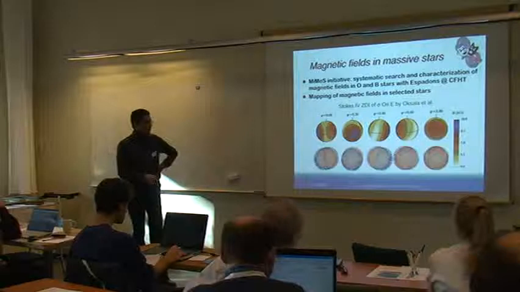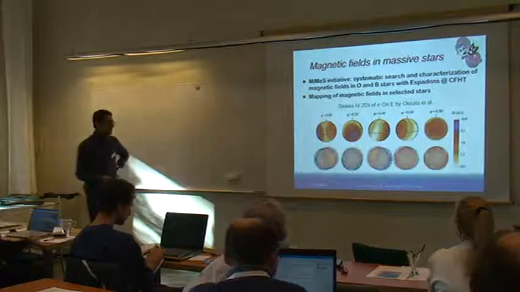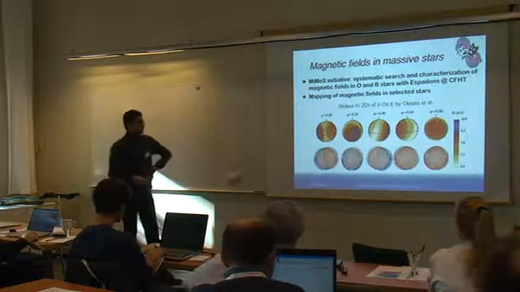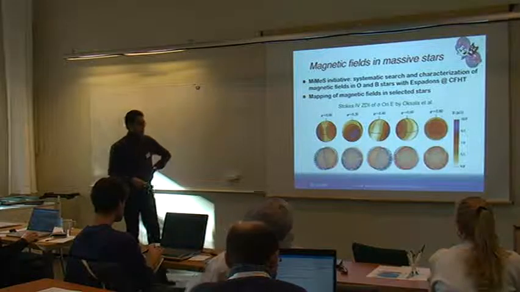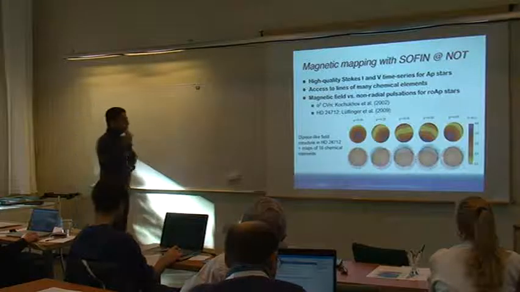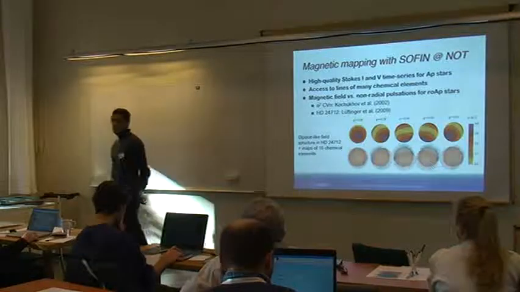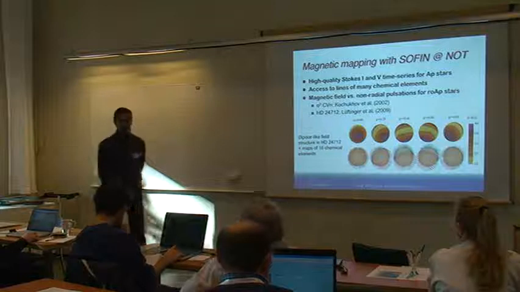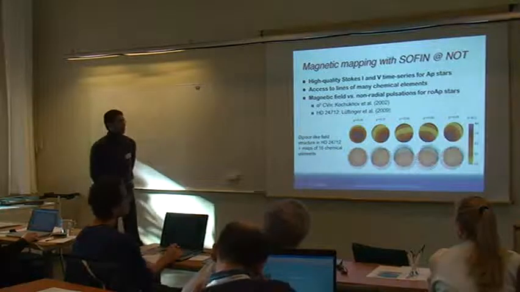Some early results of this analysis of hot, massive stars is this mapping presented here, where only two Stokes parameters were used, I and V, and the magnetic field recovered is basically that. We are going now to slightly less massive stars using SOFIN at the NOT. We have done several studies of magnetic fields in classical Ap, the Bp stars.